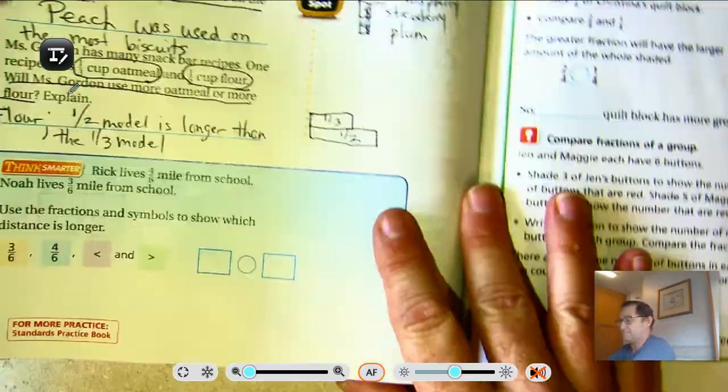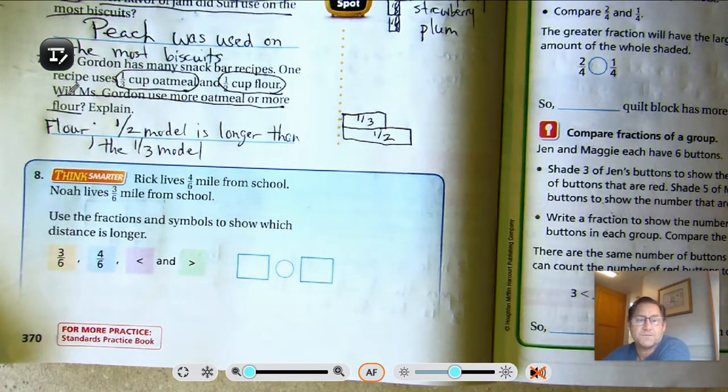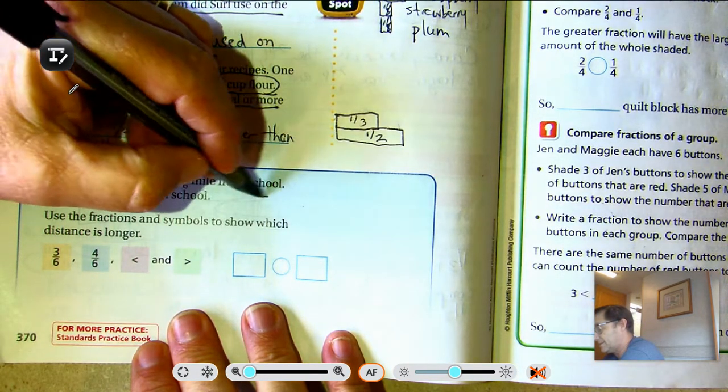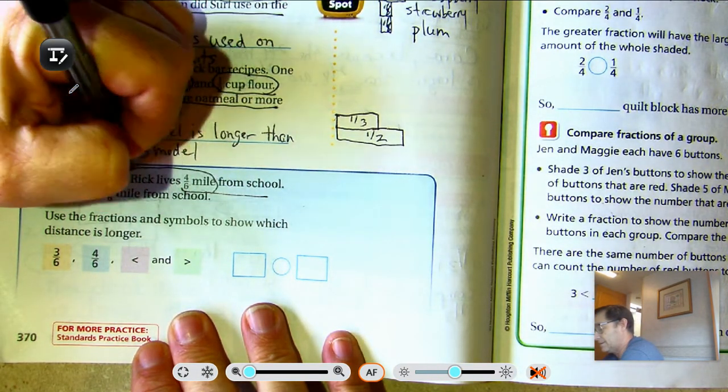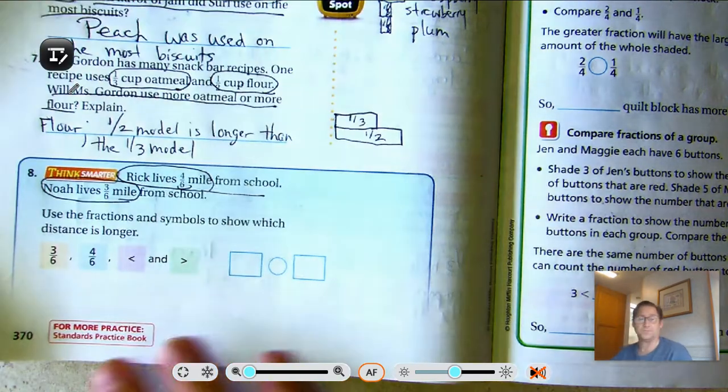And number 8. Rick lives 4/6 mile from school. Noah lives 3/6 mile from school. Use the fractions and symbols to show which distance is longer. So 4/6 mile and 3/6 mile.